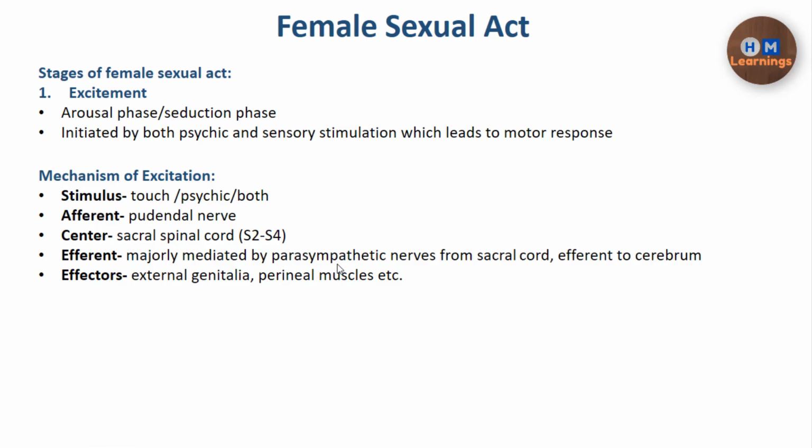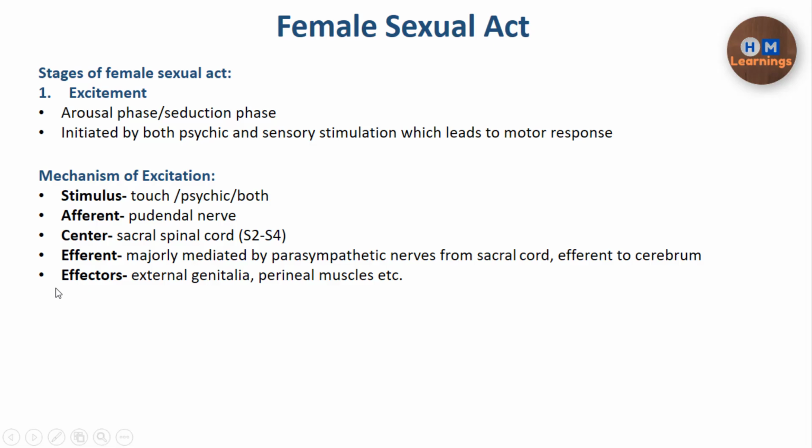If you remember, we have talked about erection in the case of the male, where we said that erection is basically mediated by the parasympathetic nerves. Similarly, here also, in the excitement phase, the efferent nerves are the parasympathetic nerves from the sacral cord. If the female is taking any kind of anticholinergic drug, this is going to be affected. The efferents are not only going to the external genitalia and the perineal muscles, which are the effectors, they are also going to the cerebrum for the psychic stimulation.